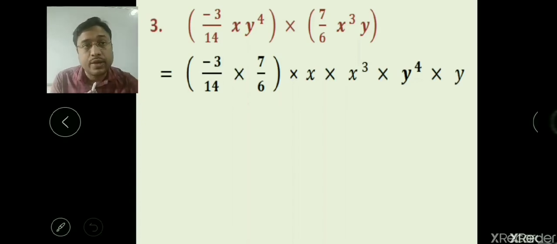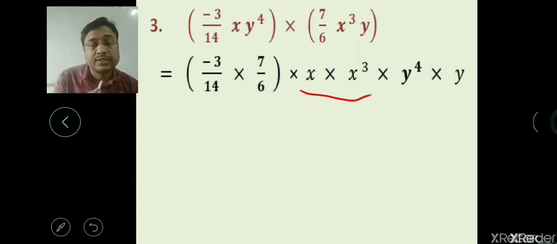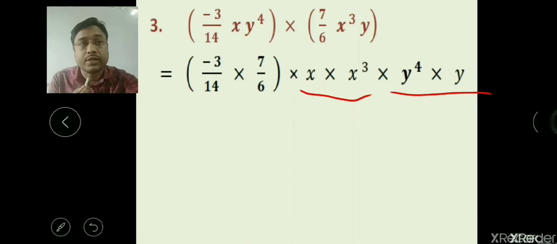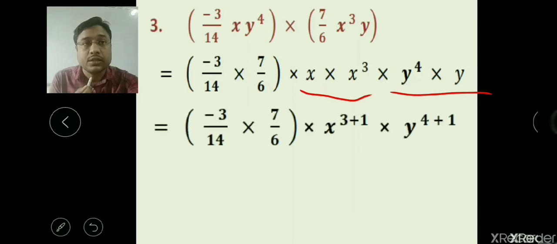So x into x cube, first you select the x from both sides, then you select the other variable y. It is not necessary to do x first; you may multiply y first also. So then you will take y to the power 4 into y. That will give the result here. First you can cut that 7 and 14.